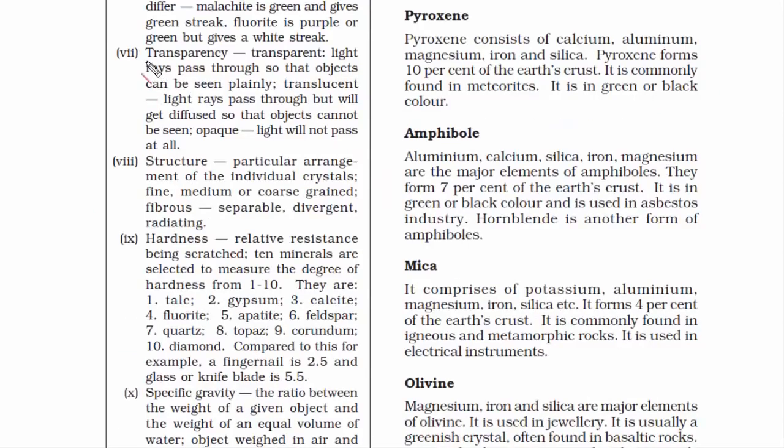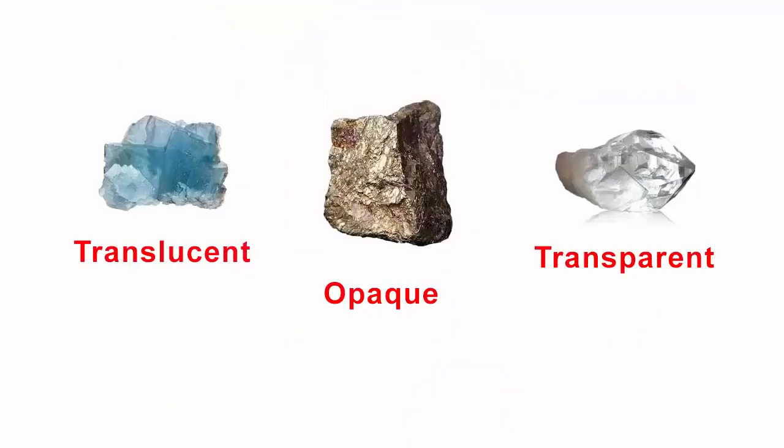The seventh property of a mineral is transparency. When a light ray passes through an object, it is called transparent. But if the light ray gets diffused, that is called translucent. And if the light ray does not pass at all through an object, it is called opaque. Therefore, some minerals are transparent while others are opaque or translucent. The degree of transparency usually depends on the thickness of the mineral.